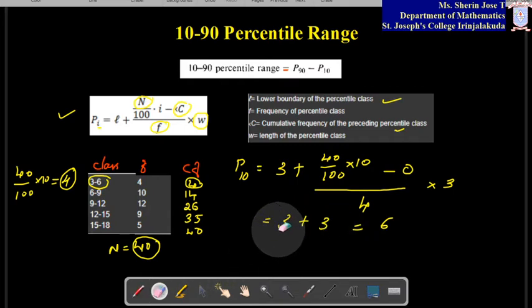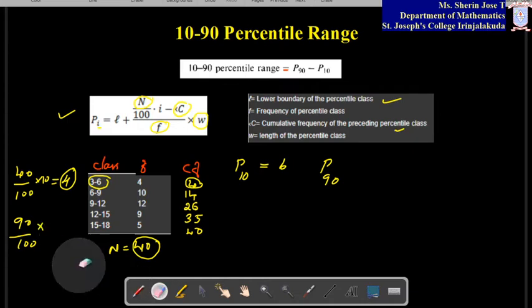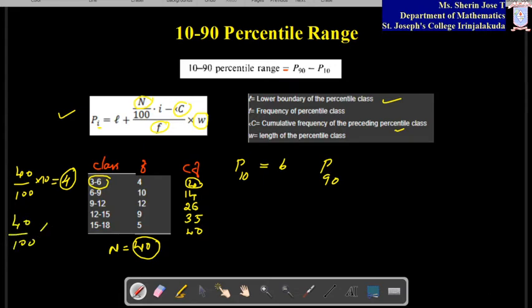So I'll wipe here as a whole. Then I'll write P10 as 6. So P10 you have got it as 6. Now what you have to find? P90 you have to find. So what will do? Not 90 by 100, 40 by 100 into 90, that is equal to, 0 cancelled, 9 into 4, 36. So where comes the 36? Here it is 35. So 36 comes in between these two. The next class you have to consider. So this class you have to consider.